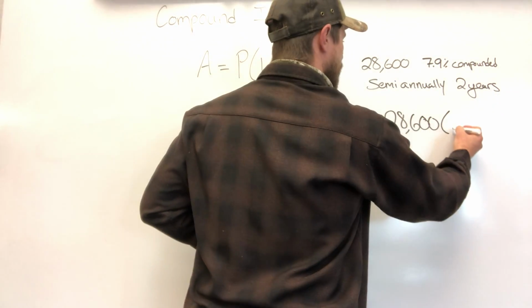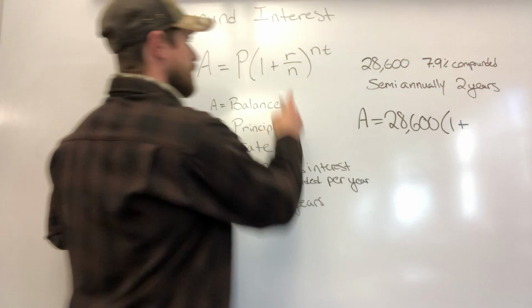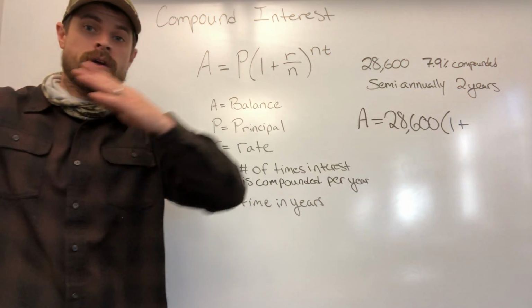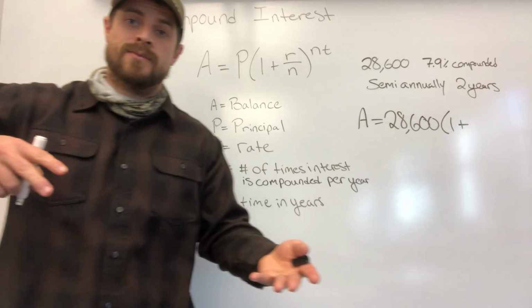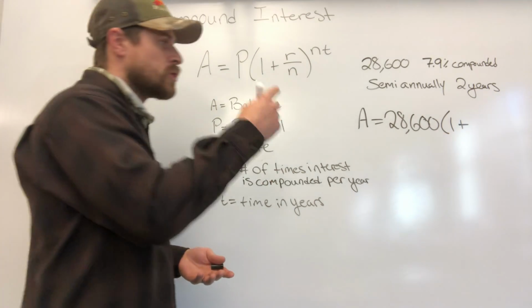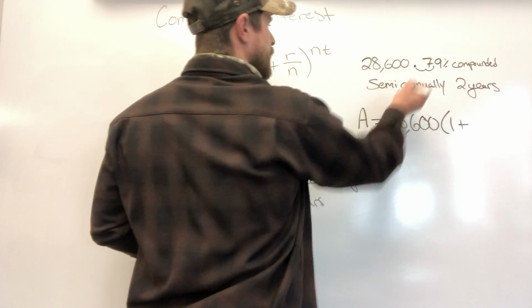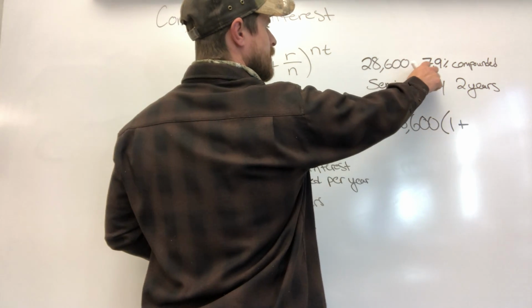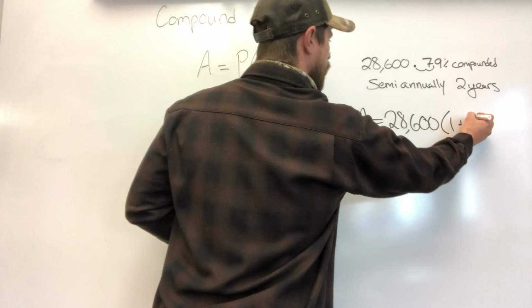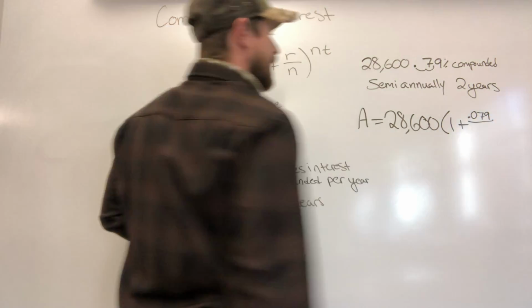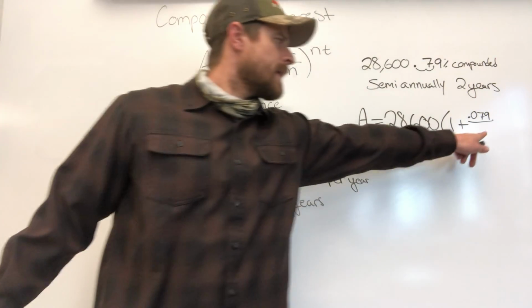We're going to multiply that by 1 plus our rate. Our rate here is 7.9%. We need to know to convert 7.9% into a decimal, you just move that decimal place 2 spots back. So we're going to go 1, 2 spots back, the decimal's now here. So we're dealing with 0.079, or 79 thousandths, over N.